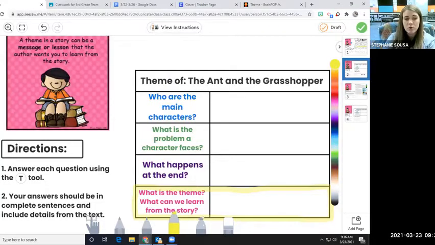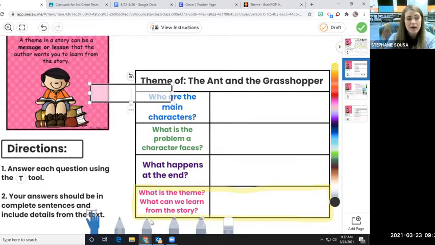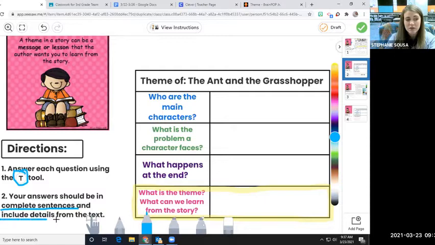Great. Okay. I want us to hop over to slide 2, please. We're going to answer some questions about ant and grasshopper. That's going to help us identify the theme. Okay. Who are the main characters? My directions say answer each question using the typing tool. Your answer should be in complete sentences and include details from the text.